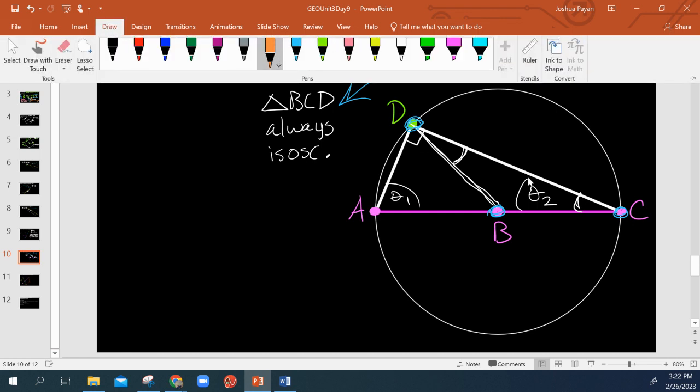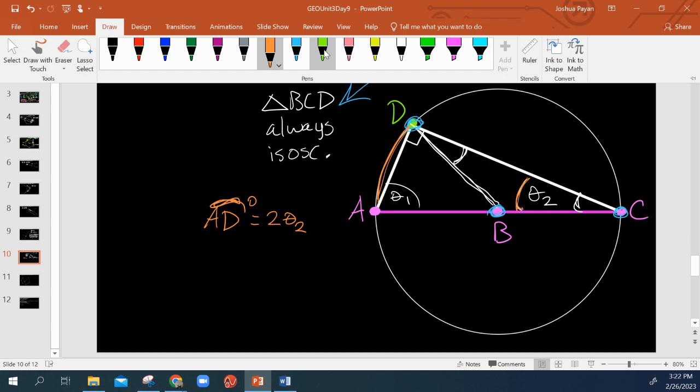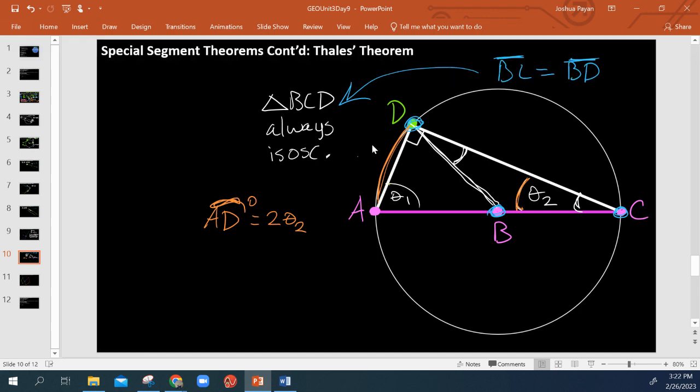Okay, and there's a whole bunch of other cool stuff formed from this. Like we can also say that theta 2 here is the inscribed angle of arc AD. So arc AD's measure, right? So when I put that little degree symbol, I mean its arc measure is going to be equal to twice theta 2. Or conversely, we could also say that theta 1 is the inscribed angle of this arc here. So arc DC's measure is going to be equal to twice theta 1.